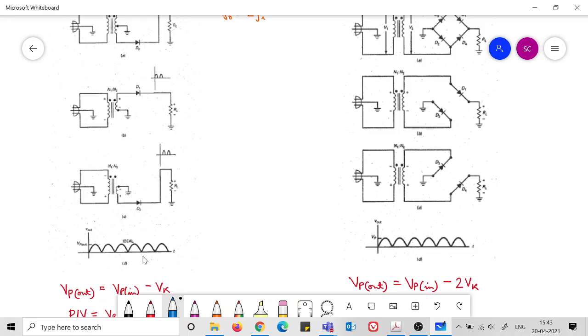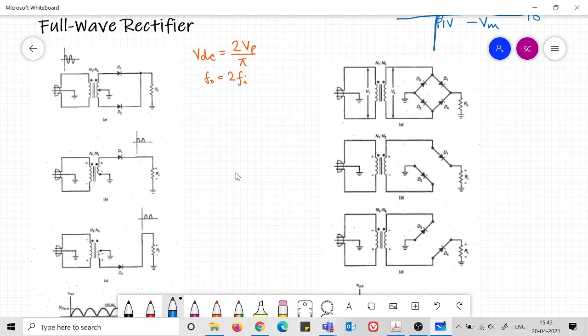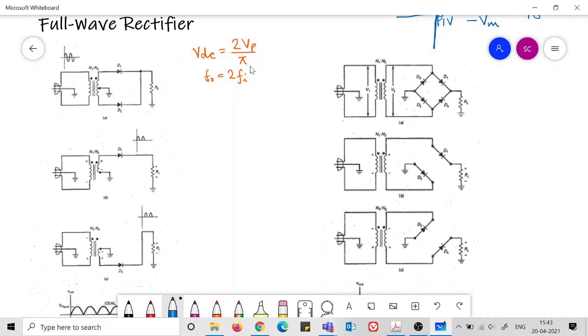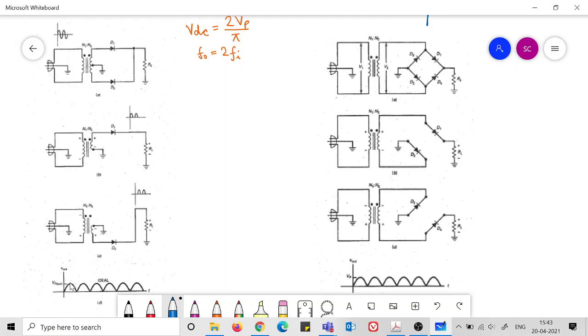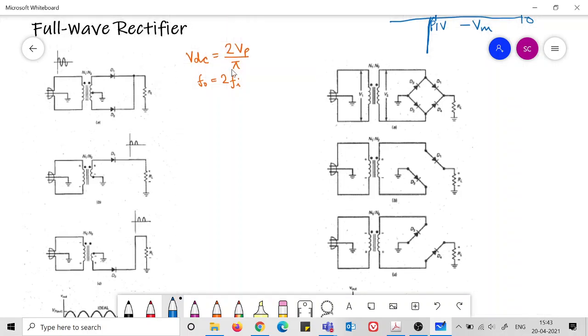Of course, if I ask you now, what should be the DC level of this signal? Since you already know that the DC level of the half wave rectifier is Vp by pi, it is very easy to say that it would be 2 Vp by pi. You don't even need to do any calculation. Since last time only one cycle was there, now two cycles are there, so of course it becomes twice.